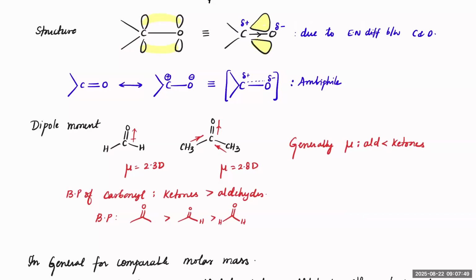Now, that makes it an amphiphile. Why do we call it an amphiphile? Because the oxygen can attack onto an electrophile, and a nucleophile can attack on carbon, which is positively charged. So both can be done. A nucleophilic addition can be done, and electrophilic addition can be done. That's why it is an amphiphile.